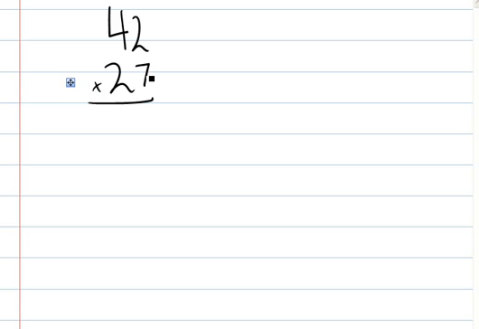First, let's take 7 and multiply that by 2. So 7 times 2 equals 14. Now I leave a lot of space because I'm going to be lining up my numbers, and I'm going to be preserving what's known as place value when I'm doing my multiplication.